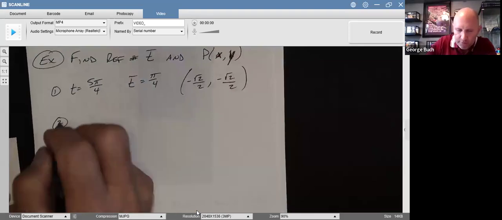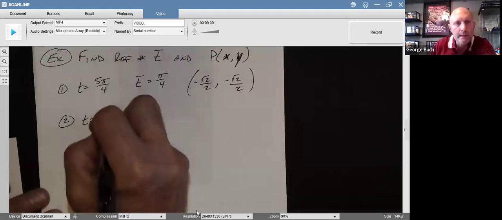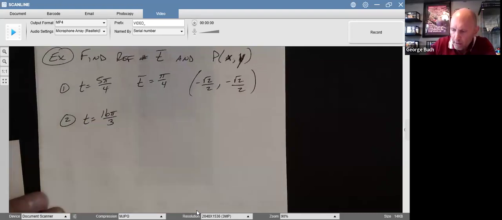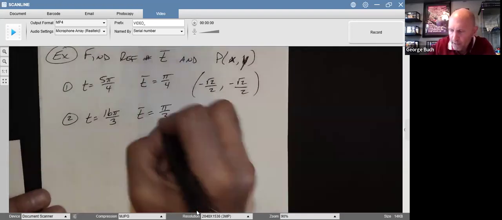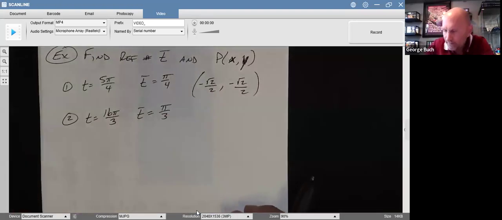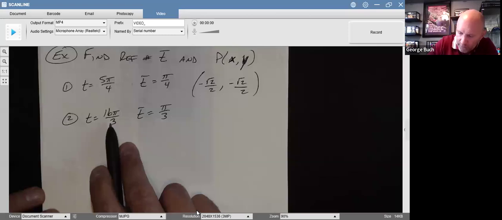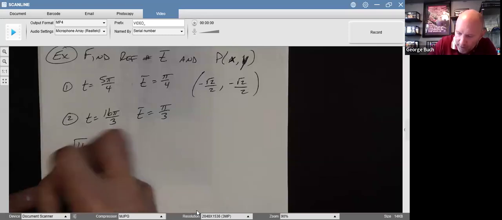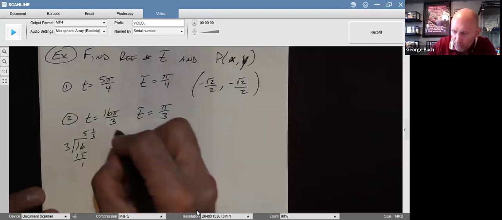What if I have t is equal to 16 pi over 3? All right, well, t bar, no problem. That's pi over 3 because the denominator is 3. But 16 pi over 3 is not on my unit circle. Well, I guess I better change this into a mixed number. So 16 divided by 3, that's 5 with 1 left over. So 5 and 1/3.